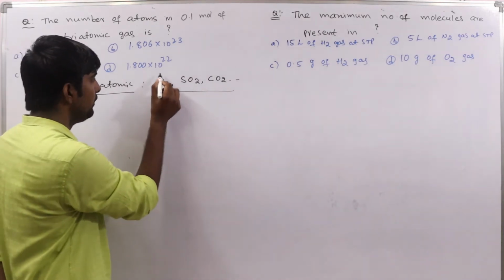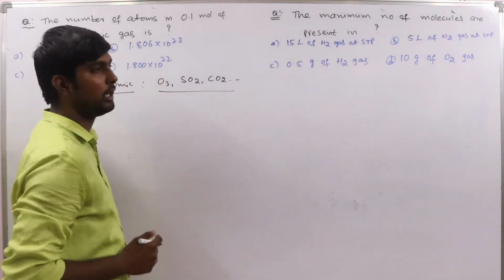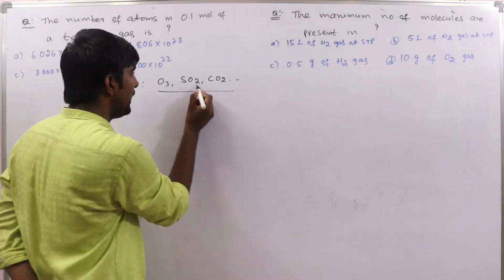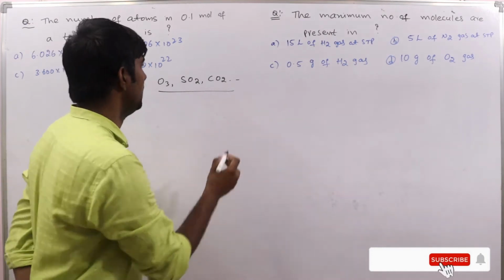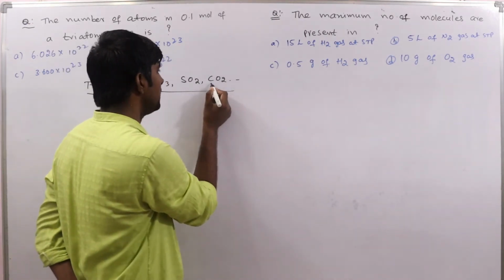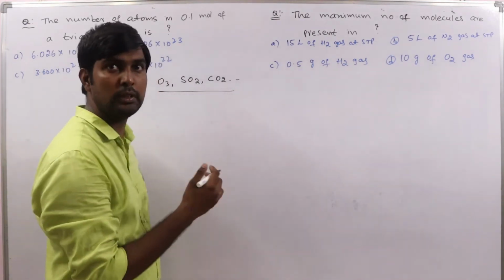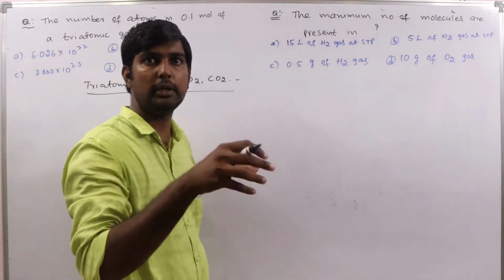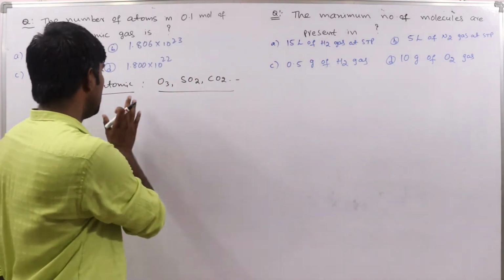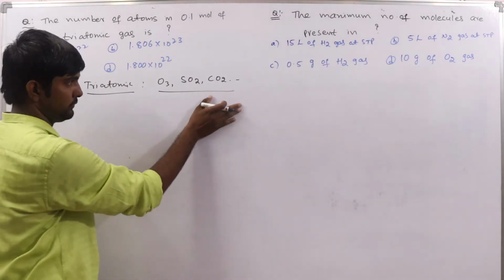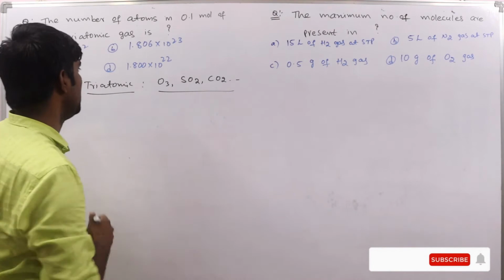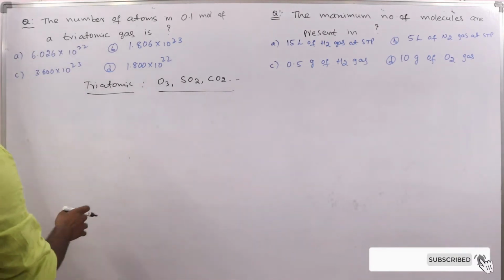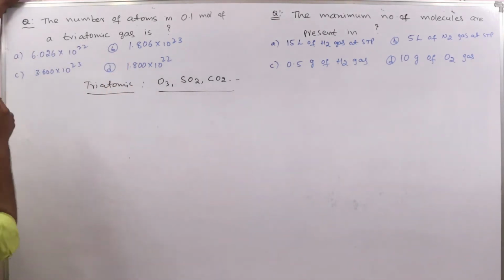See here, in ozone molecule 3 oxygen atoms are there. In sulfur dioxide molecule 1 sulfur, 2 oxygen atoms, total 3 atoms. In carbon dioxide 1 carbon, 2 oxygen atoms, so total 3 atoms. Any gas which has 3 atoms present in that molecule is a triatomic gas, right?